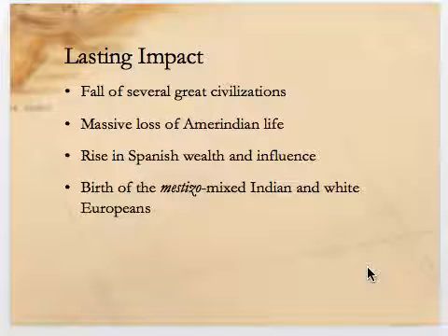We have the fall of several great civilizations, particularly the Mayans beforehand, then the Aztecs, and then eventually the Inca. You have a massive loss of life on the Amerindian part, and I can't underscore that enough. The amount of life lost is just astronomical. And we really don't know how to document it, simply because one, there was no census data, but two, there was such a massive loss of life. The other massive impact, as far as economically speaking, is the rise in Spanish wealth and influence.